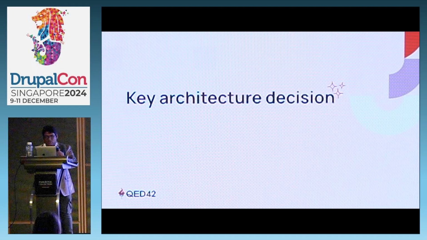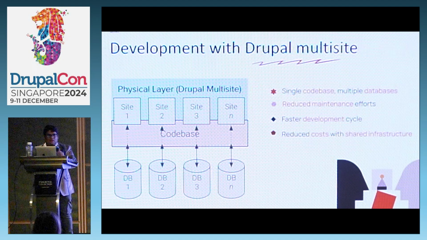The first decision we made was to select Drupal as the platform for delivering these new websites. Since they were already familiar with Drupal, it was an easy buy-in for them to go ahead with Drupal for this whole platform. Then we selected multi-site as the concept to go further with. This allowed us to have a single code base with a multiple database setup. This reduced the maintenance efforts for them, introduced a faster development cycle, and reduced costs with shared infrastructure as well.